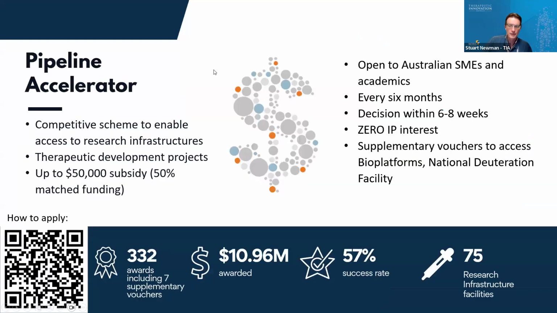So I'm just going to give a very high-level view of what the voucher scheme is. It is a competitive scheme which provides subsidies of up to $50,000 to offset the cost of accessing a range of NCRIS facilities for the purpose of fee-for-service work. So it's a subsidy.